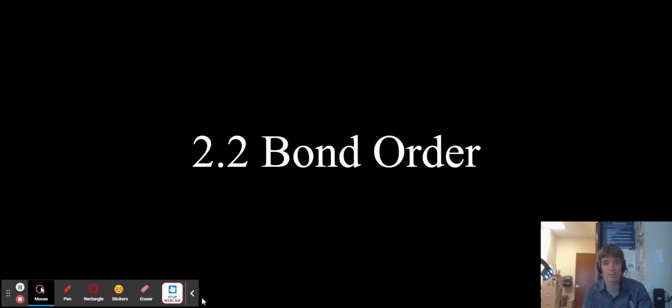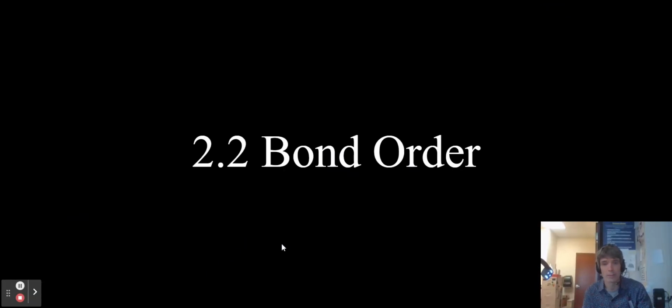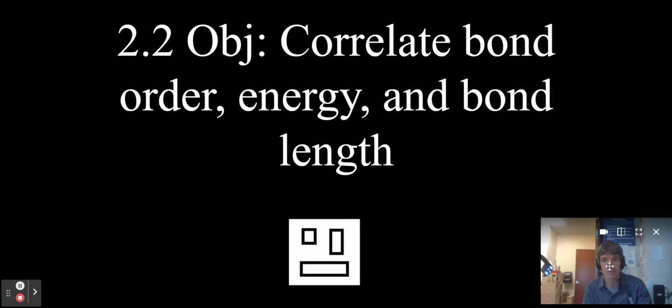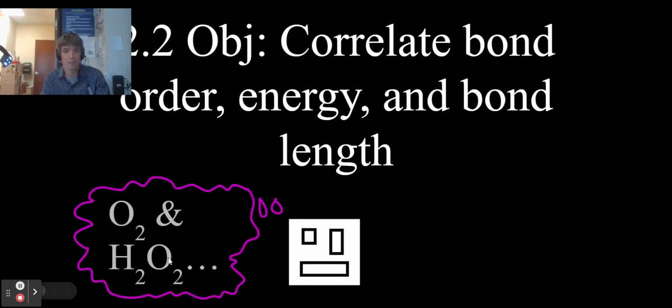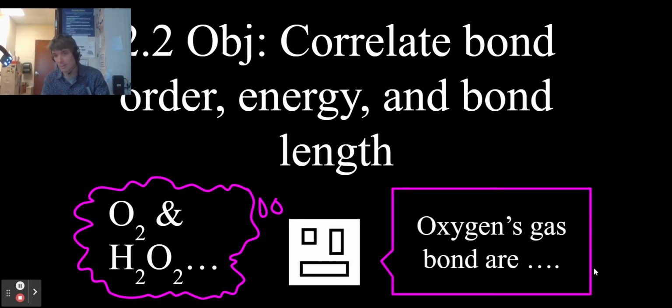So here's our topic. Here's our objective. And by correlate, that means connect and explain why, how these things are all related. And we've got these two molecules. It's going to mean something about the bonds themselves. All right. Particularly, what does the bond order tell you about its energy and the bond length? Right. This is topic 2.2.